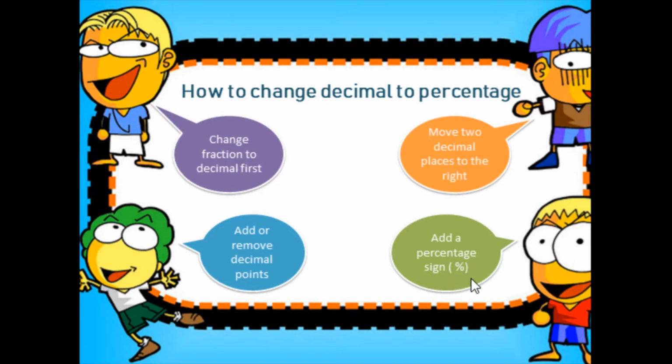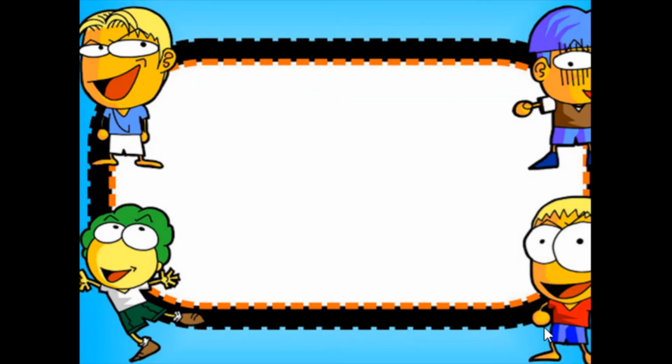Okay? First, change fraction to decimal if the given item is a fraction. Second, move 2 decimal places to the right. Third, add or remove decimal points. And lastly, add a percentage sign. Those are the steps to change a decimal number to percentage. For you to be refreshed, let's take a look at some examples.